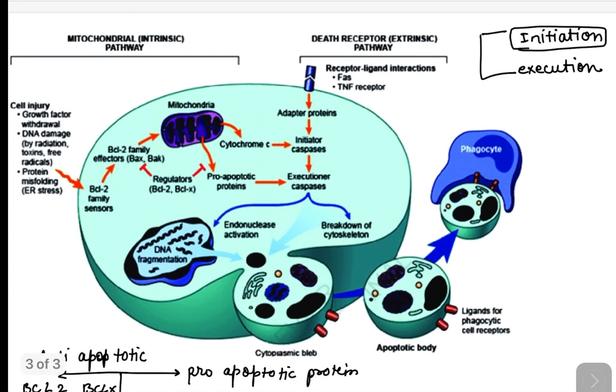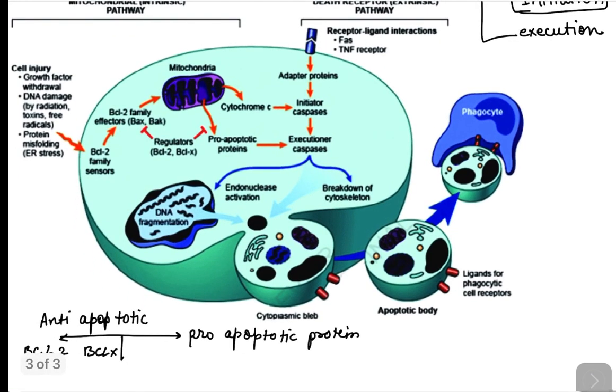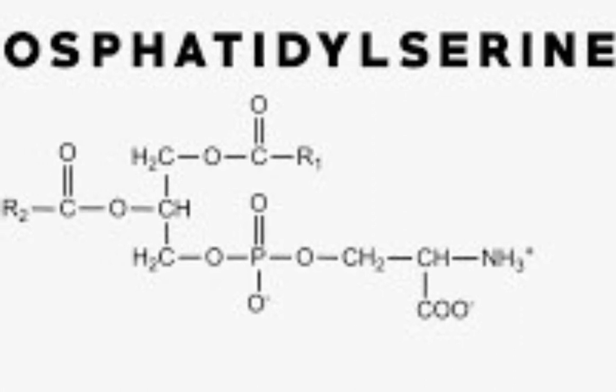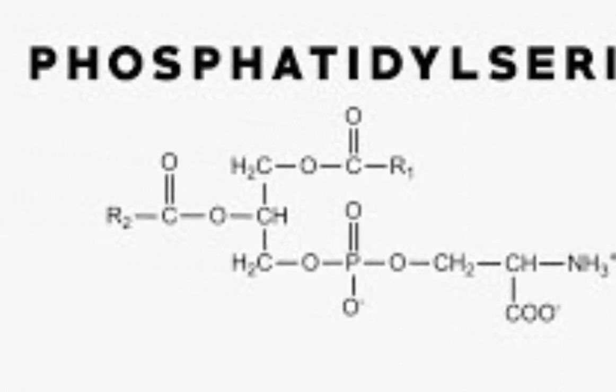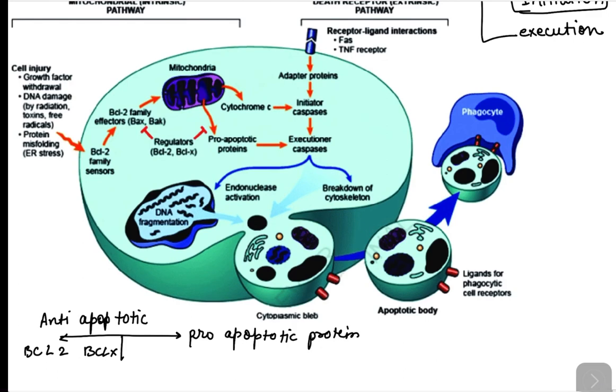Now coming to the last topic, that is the removal of dead cells. So how do these macrophages know that these bodies need to be phagocytosed? So in the healthy cell, the phosphatidylserine lies on the inner leaflet of the plasma membrane, but in the apoptotic cells this phospholipid flips out and is expressed on the outer layer.